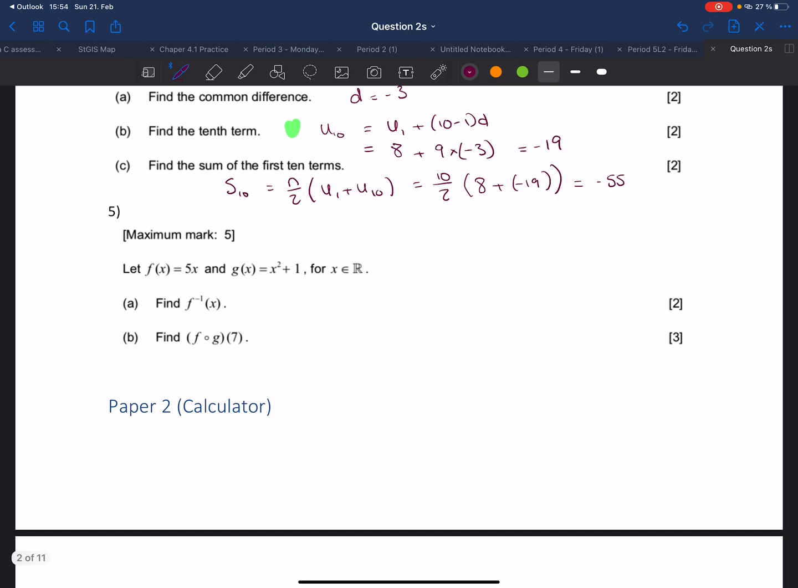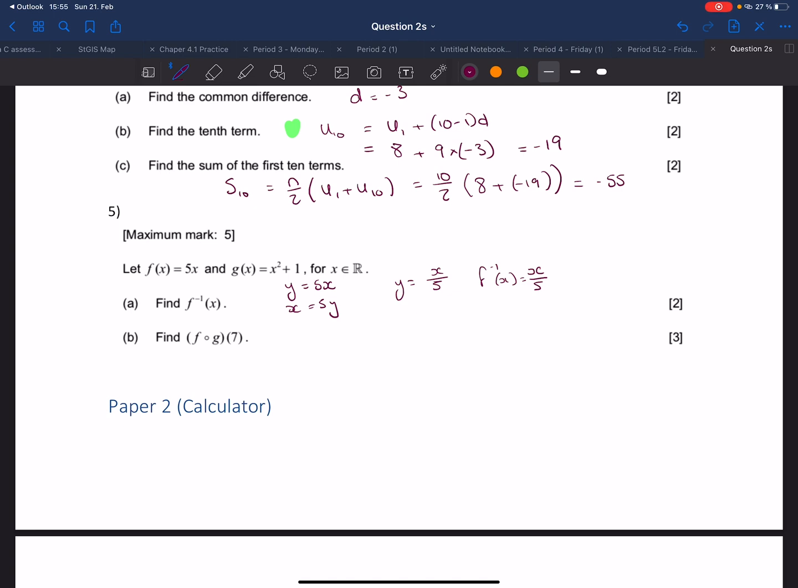The final question is another functions question. The first one actually asks us to find the inverse function of f of x. Remember to do that, first we write it out as y equals 5x. Then we swap our x and y, so it's x equals 5y. And then we rearrange to get y equals again. So then that's going to be y equals x over 5. And then finally, it's just good practice to write that out in the right notation. So f inverse of x is x over 5. You might also have gone straight there.